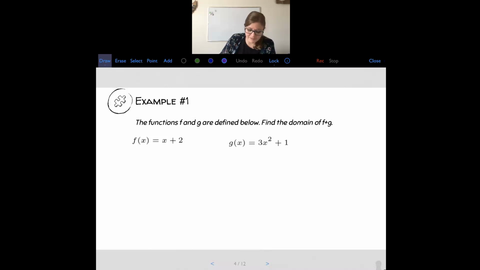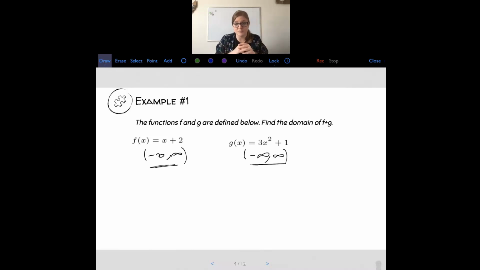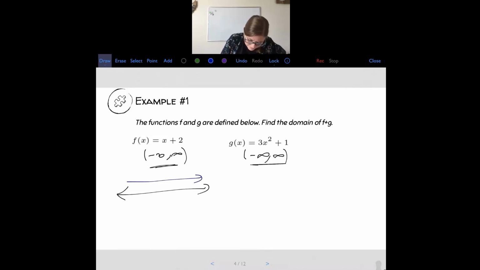Example 1, the functions f and g are defined below. Find the domain of f plus g. The domain of f has no restrictions, so it's negative infinity to infinity. G of x has no restrictions, so it's negative infinity to infinity. If we add these, we take the overlap, where these two would both be. If we plot that out, the domain of f, I'll do it in blue, is all real numbers. The domain of g is all real numbers. So the overlap of those two is still all real numbers, from negative infinity to infinity.